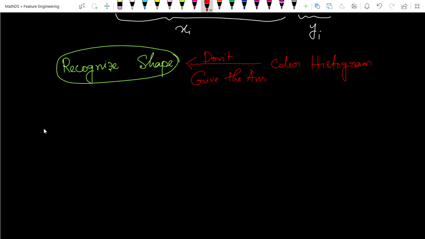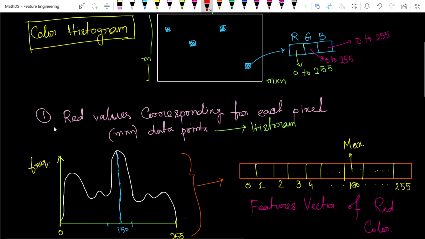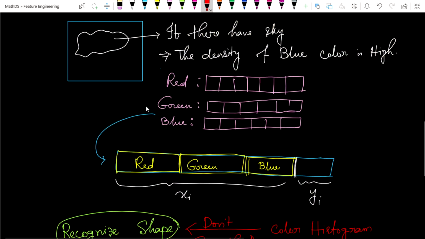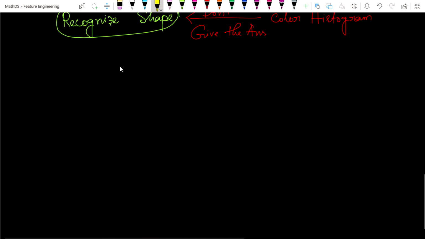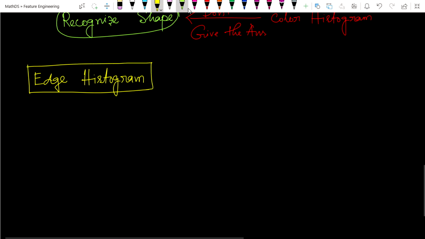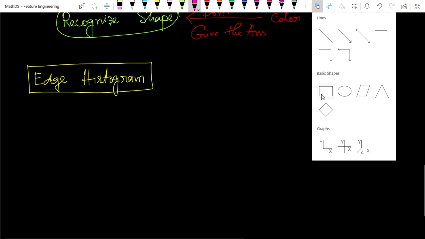So to find the shapes, we have to use the concept of the edge histogram. Let's see step by step how these edge histograms actually work to find whether there are some shapes in the image or not.